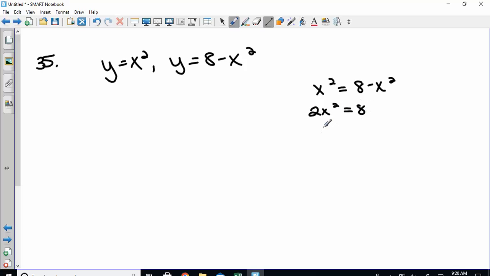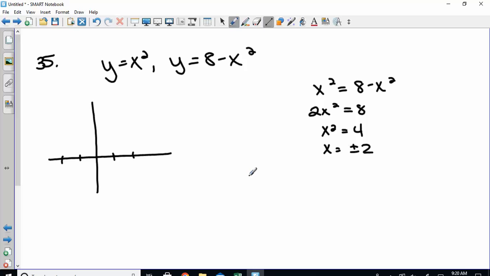Add that over, so 2x squared equals 8. So x squared is 4. Square root, plus or minus, so x is positive and negative 2. Okay, so now we need our graph. We're only going to have to go between negative 2 and 2.